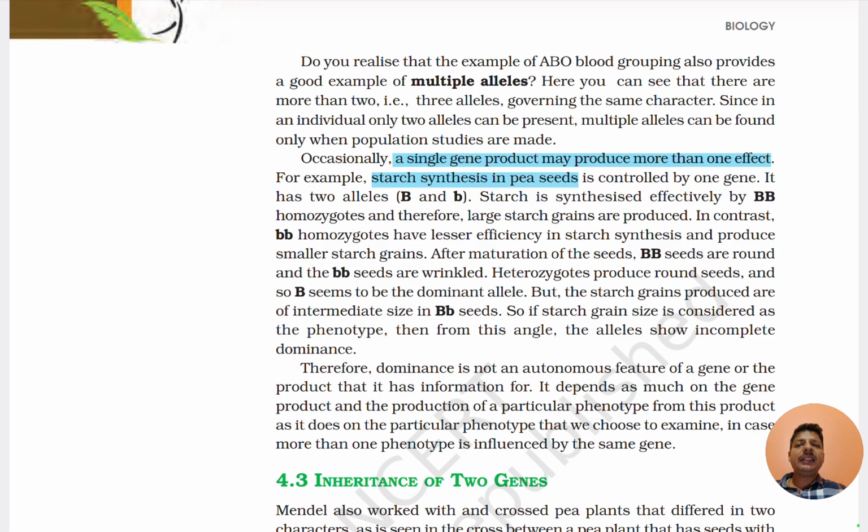Here, multiple alleles also, in ABO blood grouping we can easily find the multiple alleles. Here occasionally a single gene produces more than one effect. Example, starch synthesis in pea plant is controlled by only one gene, and that will be the B and b gene. For large seed, this combination will be there, and for smaller seeds, smaller starch grain, this combination will be there, homozygous. And while maturation, this seed will be round and this will be wrinkled.